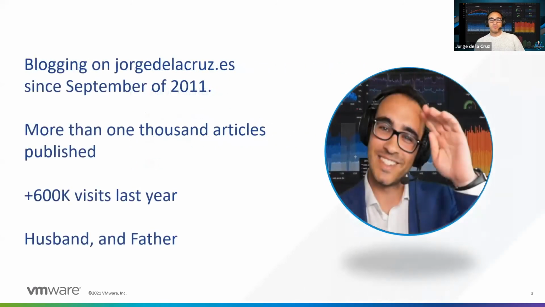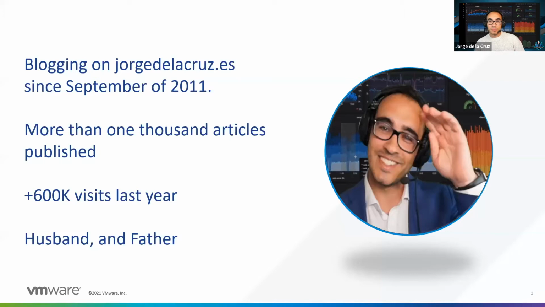I've been blogging in jorgedelacruz.es, or in the .uk for the English versions, since September 2011. For the Spanish version, I published more than 1,000 articles. That's a lot of articles over these years. That's the visits that I had last year, and at the end as well, husband and father.